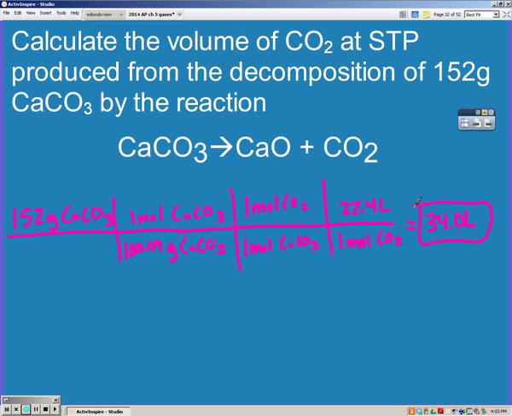Remember, this can only be used if it's a gas. Do not use this if it is a liquid or a solid. You have to use density to figure out the volume for liquids and solids. And that concludes part 2.